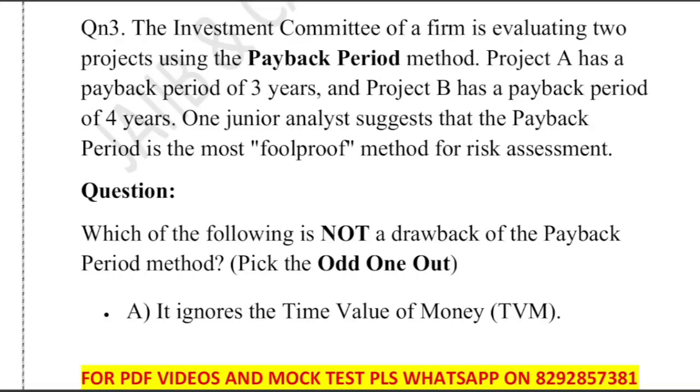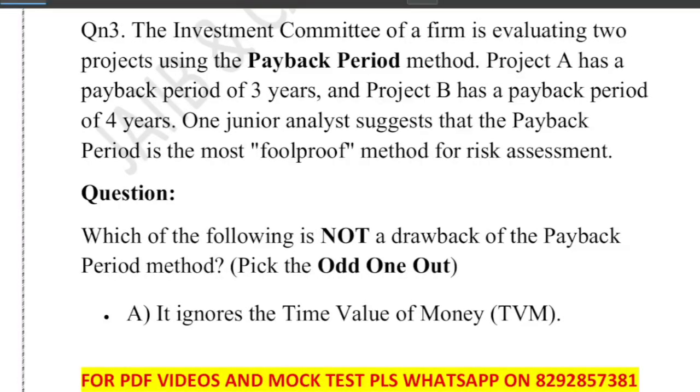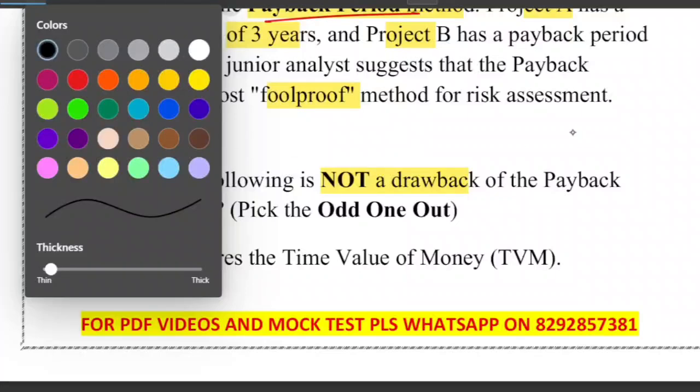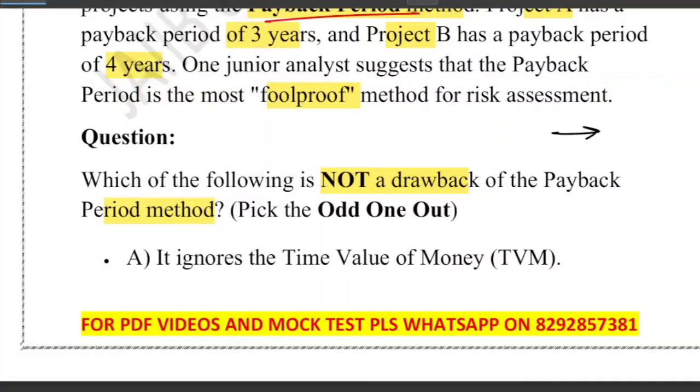Very good question, regarding the payback period. The question says that the investment committee of a firm is evaluating two projects using the payback period method. Project A has a payback period of 3 years, Project B has a payback period of 4 years. One junior analyst suggests that payback period is the most foolproof method. So the question is, which one of the following is not a drawback of the payback period? This is a very good question. A lot of times I have seen they ask you about the payback period and other methods for investment decisions. They will ask what are the drawbacks, what are not the drawbacks.